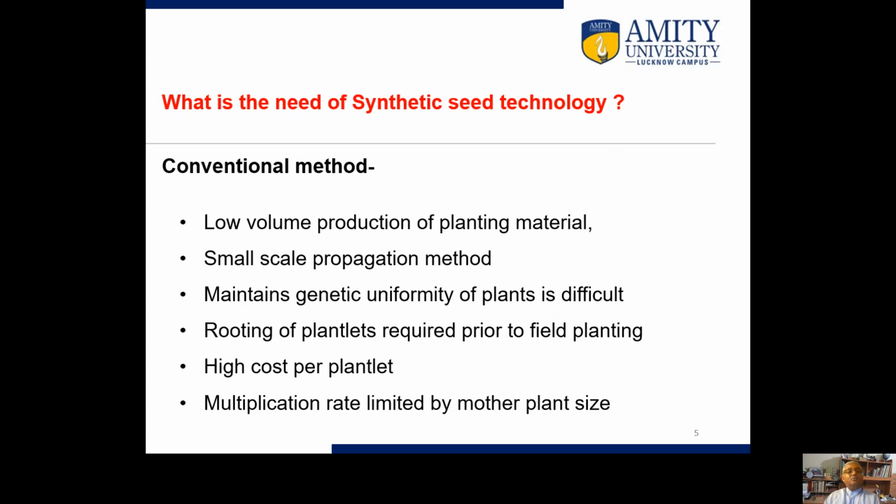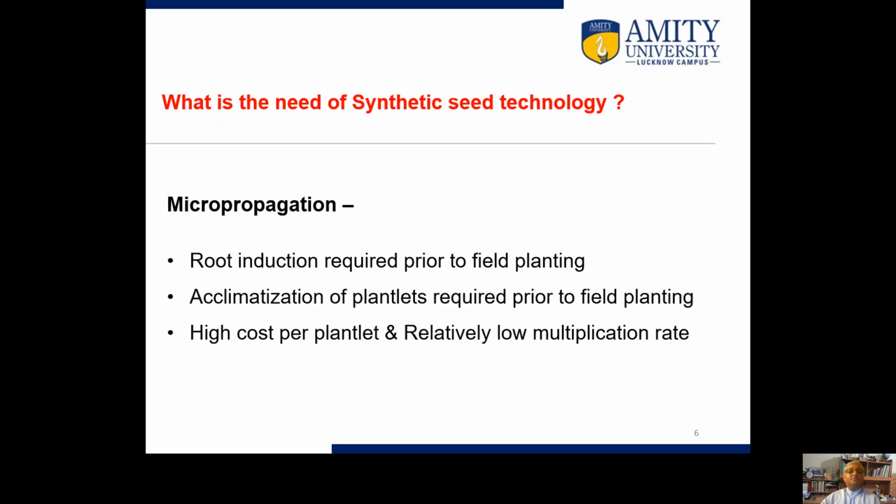Now, I have tried to compare the synthetic seed technology and its outcome with the conventional methods of propagation. In the conventional methods, you'll find low volume production of planting material, so these are considered small scale propagation methods. The maintenance of genetic uniformity is very, very difficult. The rooting of the plantlets is required prior to the field condition. The cost per plant is high because sprouts cannot be produced in large amounts, and the multiplication rate is limited by the mother plants. So mother plants are another limiting factor in the conventional methods.